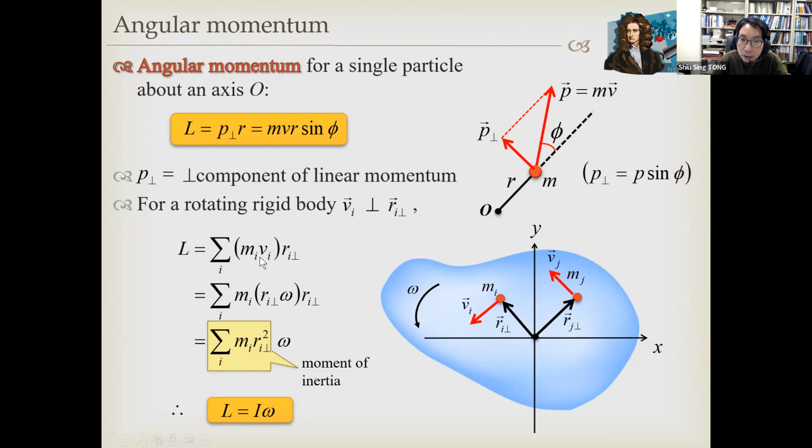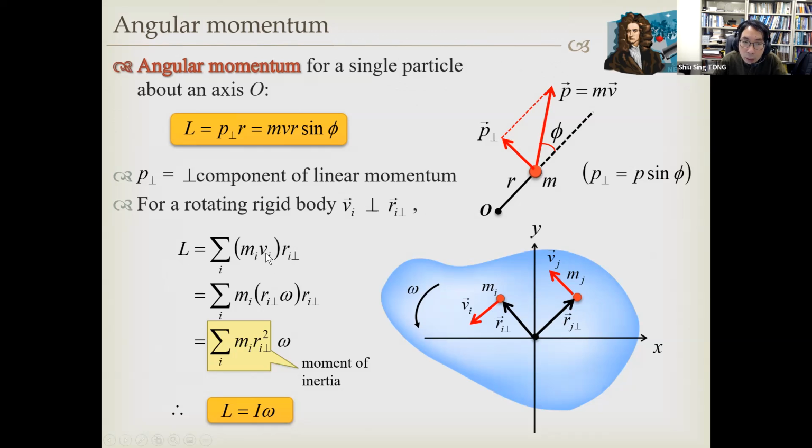And of course, this is for a single particle. So we form a summation of all the particles to get the total angular momentum. Here you can see for every particle labeled i or labeled j, they always have the velocity vector perpendicular to the position vector. So the angular momentum is simply m v r.